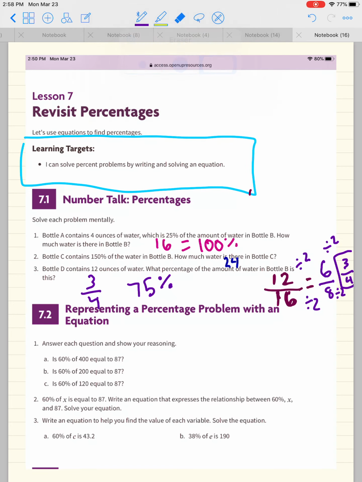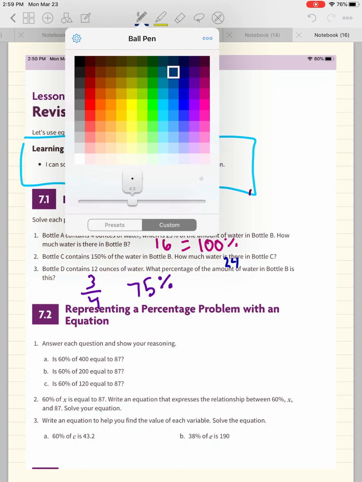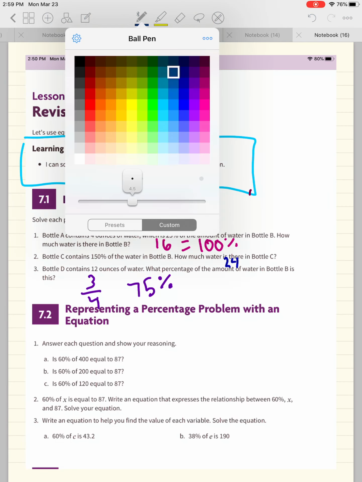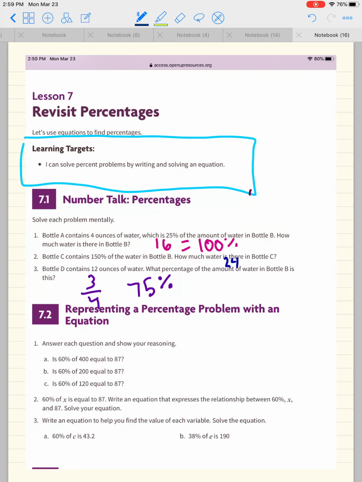You could have done this many different ways, but that's just the way that I chose to think about it. Again, it did tell you to do it in your head, but it's okay if you did it on paper as well. Alrighty. 7.2. Answer each question and show your reasoning.